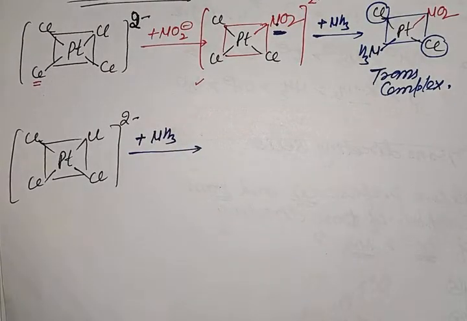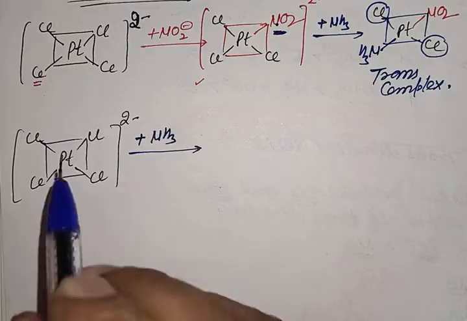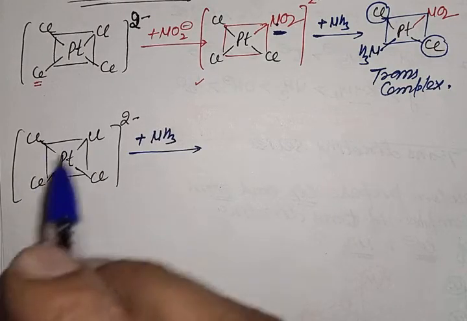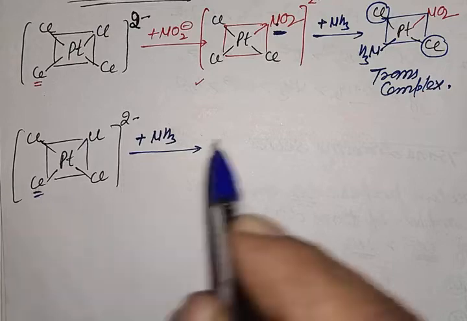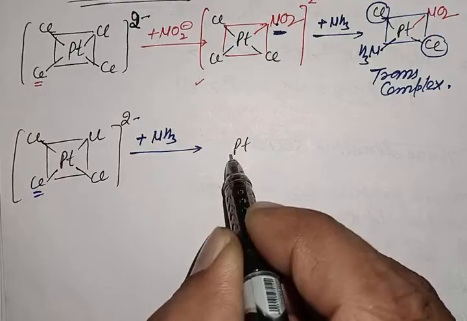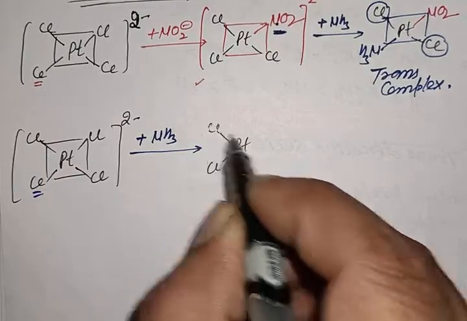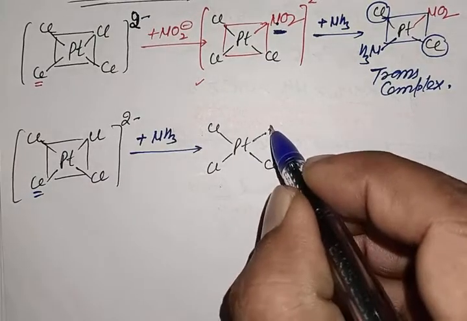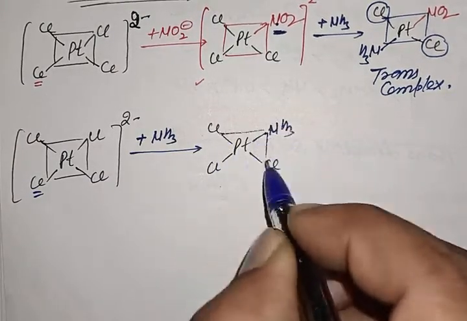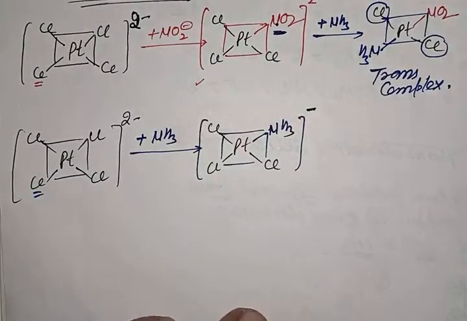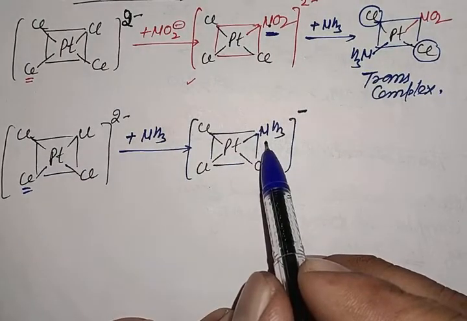When we add the ligand NH3, out of these 4, one ligand will show its trans directing effect, supposed to be this Cl. The new complex formed becomes Pt, Cl, Cl and Cl. The incoming ligand NH3 is supposed to occupy this position, and this complex will become our new complex. We have to add one NH3 and one NO2.